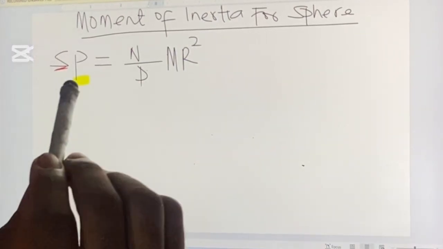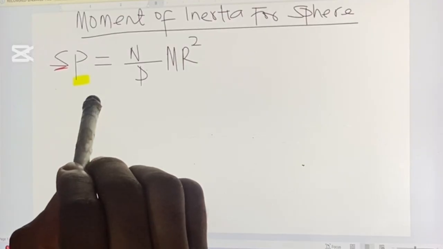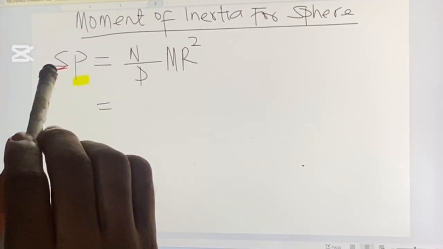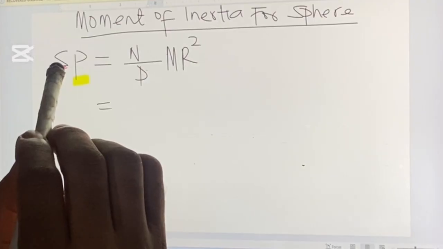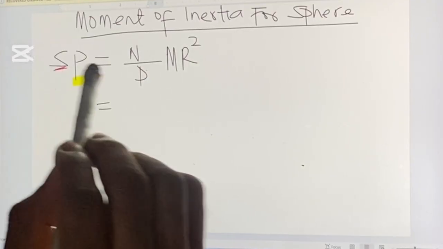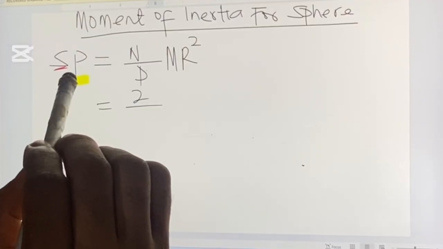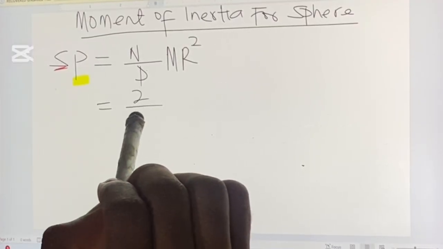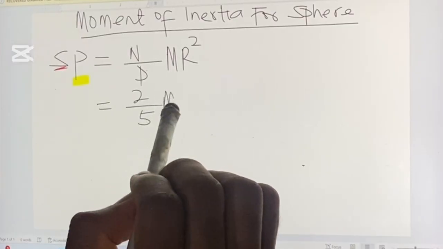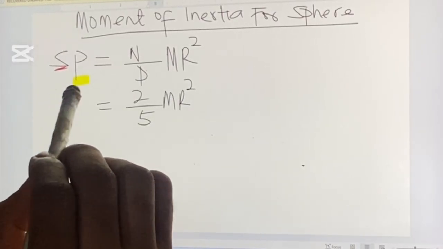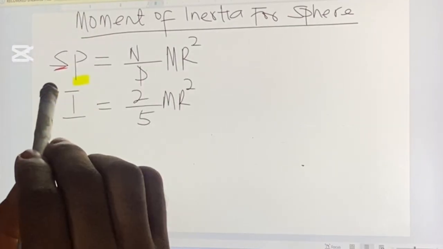Okay, so let's try to know what is the first letter here. This first letter is S. When you represent S in terms of number, S is the same as 2 over. This second letter here is P. P as a number is called pentagon, and pentagon is 5. So this will be M R squared. Please take note. So class, this is the moment of inertia for sphere.